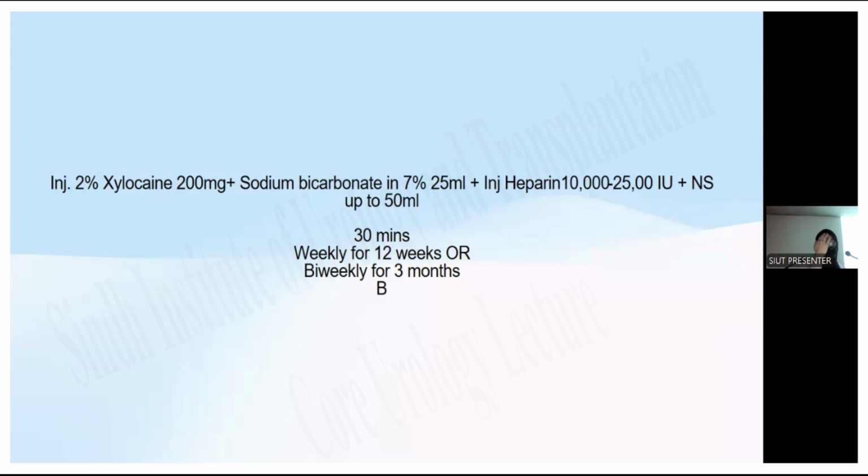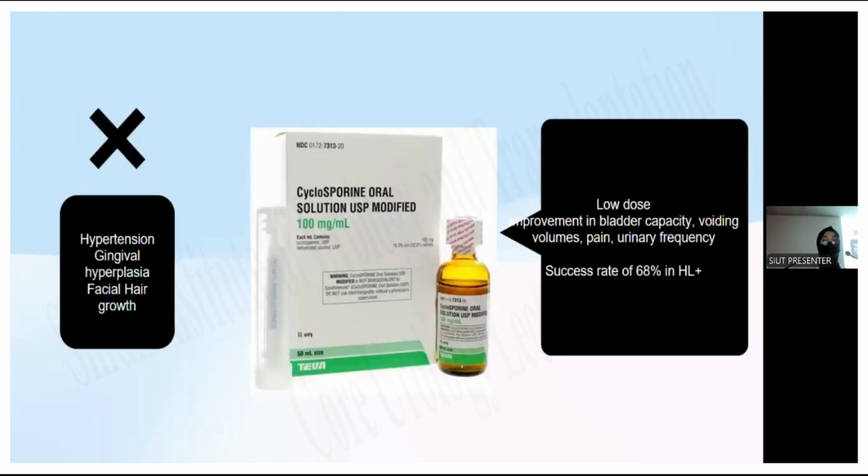I'm sharing a regimen that is currently used in Pakistan, in Islamabad at Al Shifa Hospital. They use this intravesical instillation in patients who they've diagnosed with ICBPS. They use 2% xylocaine with the combination of sodium bicarb and heparin. This is instilled into the bladder for 30 minutes, and it is either done weekly for 12 weeks or bi-weekly for 3 months. They've seen promising results from this, although this is also a treatment that they are eventually planning to report based on their experience. But this is something that is being used in Pakistan.